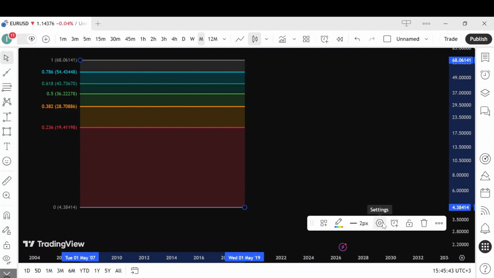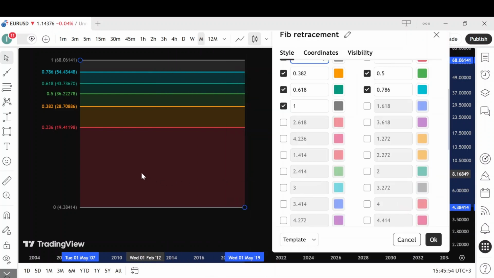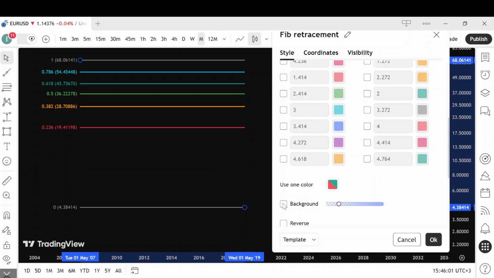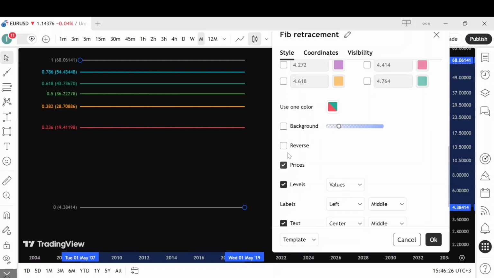Again, on the settings icon, you click, extend this panel on the left, remove the background. So where there is background, we uncheck it and it leaves us with this. Then we want to remove the figures to reduce the clutter. So we remove these figures such that we remain with the fib levels only. What you do, look for where there is prices, you uncheck it. And when you uncheck, you see they have disappeared.